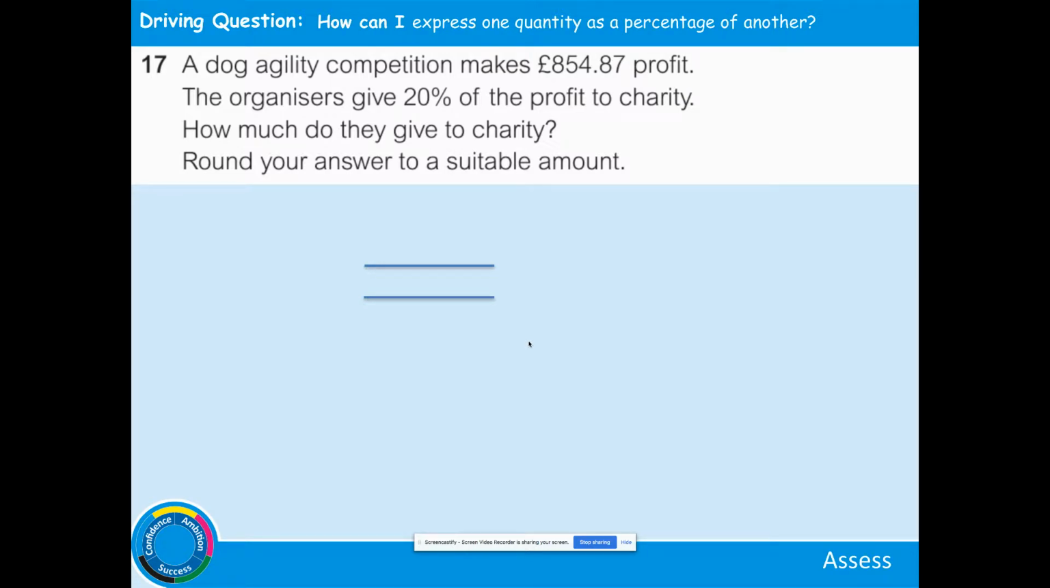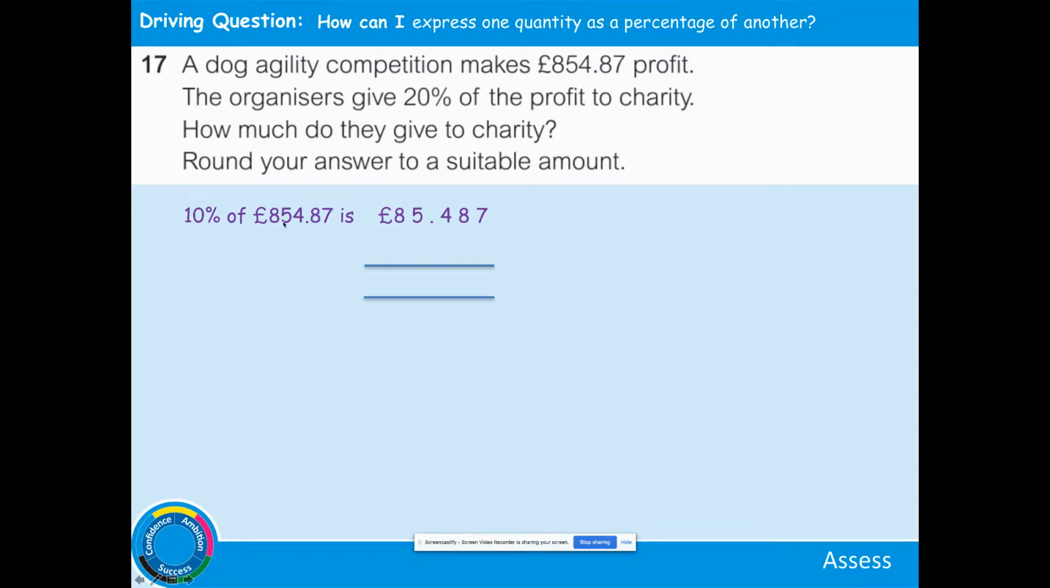Okay, a dog agility competition makes £854.87 profit. The organisers give 20% of the profit to charity. How much do they give to charity? Round your answer to a suitable amount. Okay, so we want to find 10% of £854.87. Remember, the digits are going to move over 1 to find 10%.